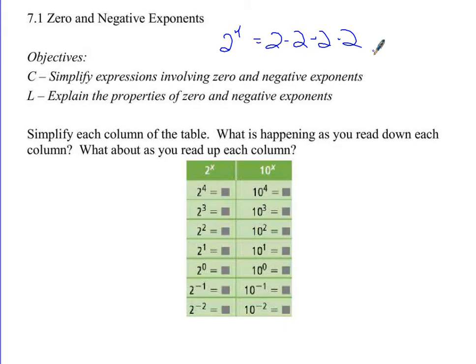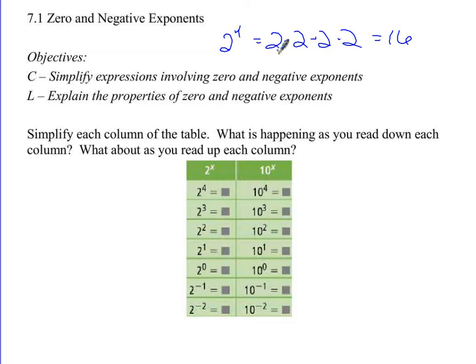2 times 4 is 8. 2 times 2 times 2 times 2 is 16. This is not 2 times 4. This is 2 times itself 4 times, which means 2 times 2 times 2 times 2. And to do that, you go 2 times 2, which is 4, and then 4 times 2, which is 8, and then 8 times 2, which is 16.